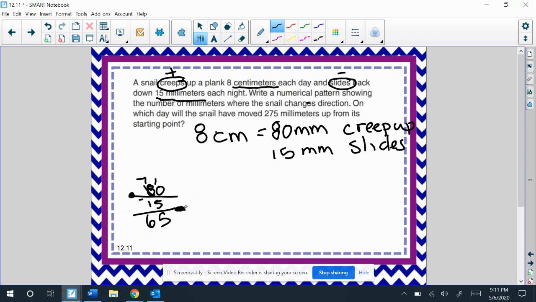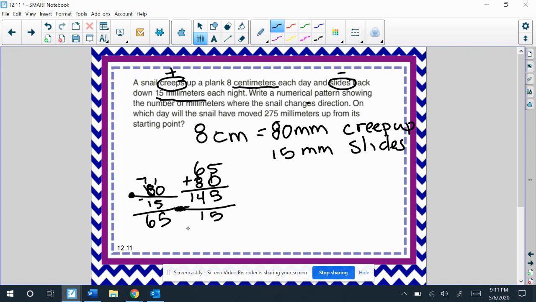Now I need to do that again. He goes 80. Well, 65 plus 80. Okay, 65. I'm going to add my 80, and I get 8, 9, 10, 11, 12, 13, 14, 145. But he slides down, the snail slides down 15. That is on day 2. Go ahead and solve for day 2 right now.